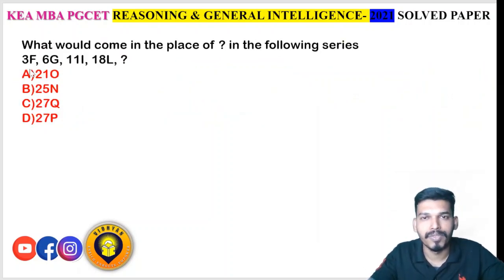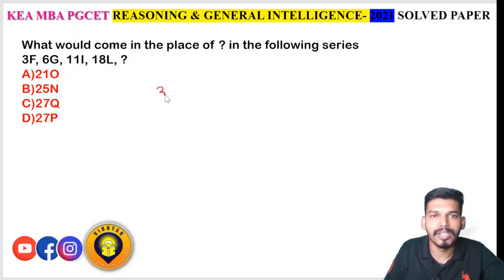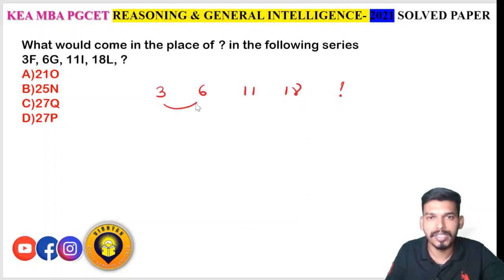what would come in the place of the question mark in the following series? Now try to think. First, numbers are there, and letters are there. Look at the numbers 3, 6, 11, 18, question mark. The numbers are very close to each other. Go through the differences. The differences are 3, 5, 7. So what are 3, 5, 7? Odd numbers. So the next difference will be what? You can predict it as 9. Based upon the odd number series, the next difference will be 9.